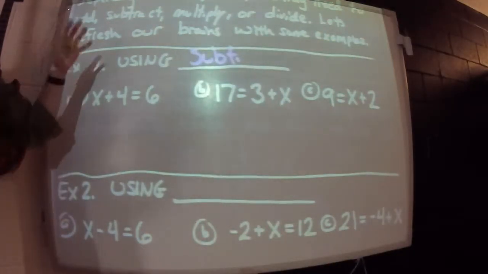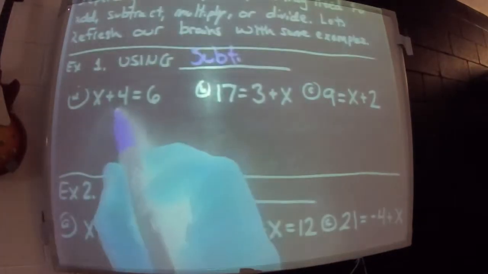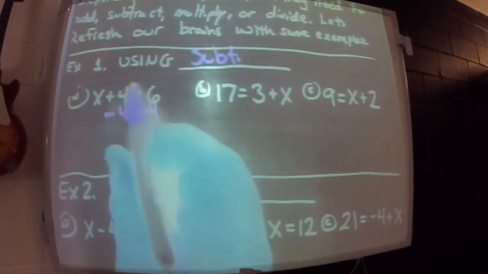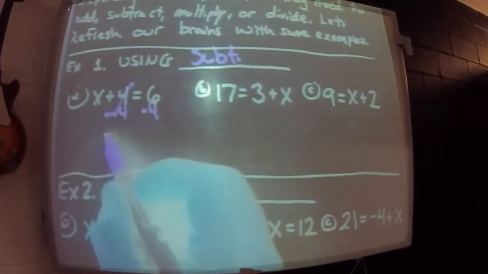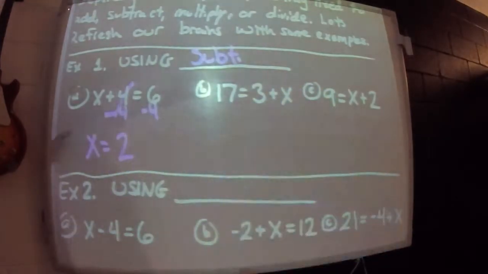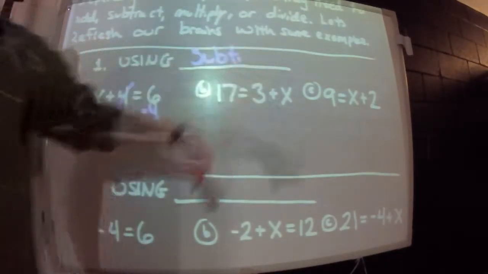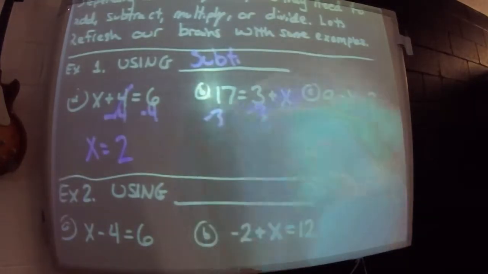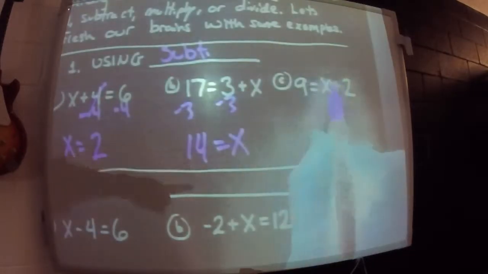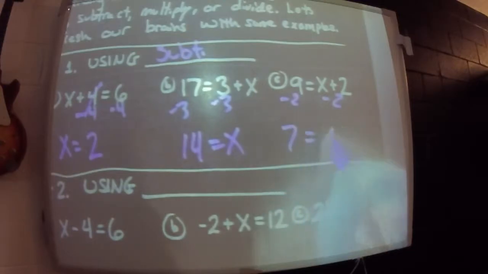So this is going back to when we started equations like 2 weeks ago. Doing them with subtraction. The very first one, what am I going to subtract? 4 on both sides, and x equals what? 2. On this one, x is on the right side, so I want to subtract what? 3 on both sides. And then I get 14. 14 is x. And lastly, x is on the right, and that 2 needs to go, so I minus 2. X equals 7.